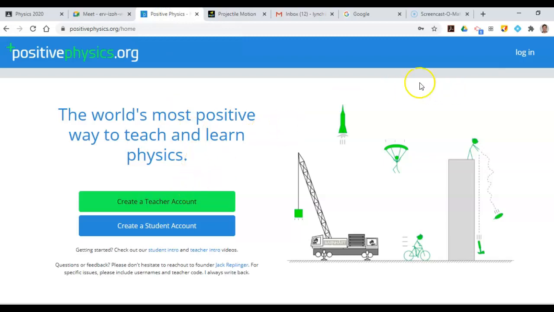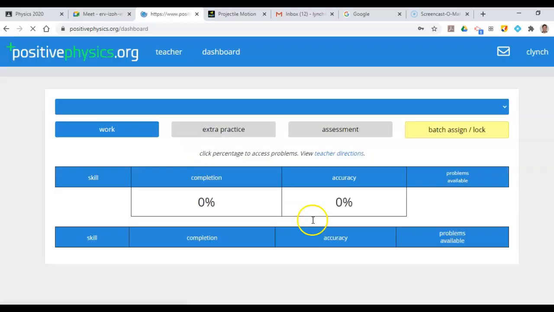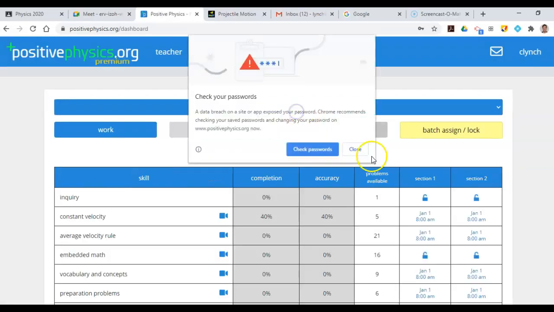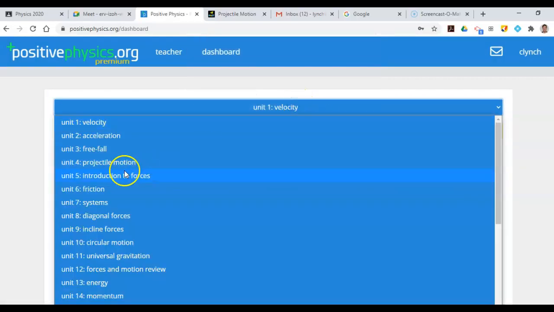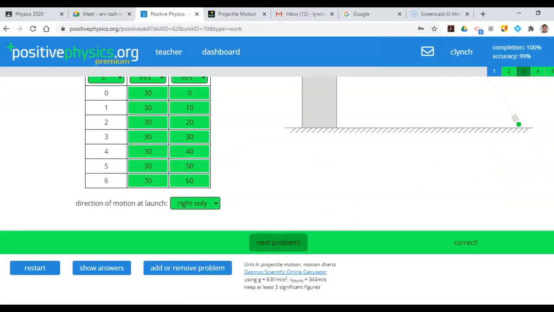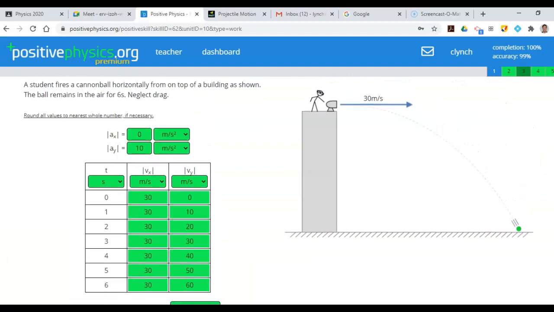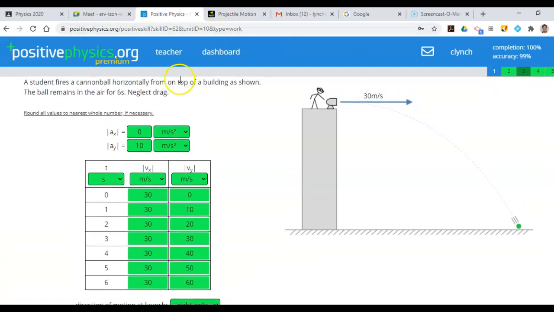All right, so we're working on projectile motion now. Let's go to motion charts. All right, so here we have two quick problems. Okay, here we have a student fires a cannonball horizontally, perfectly horizontally, off the top of a tall building as shown.